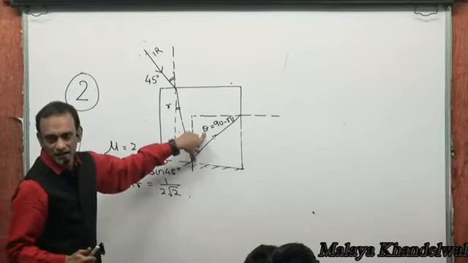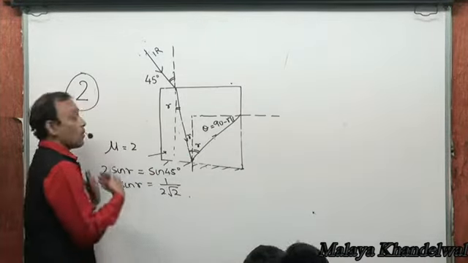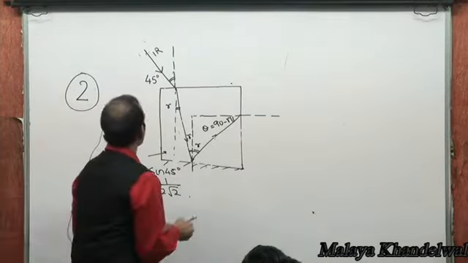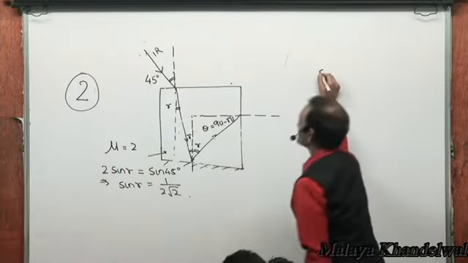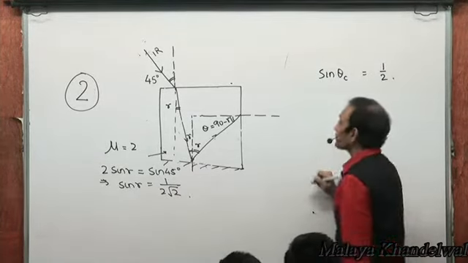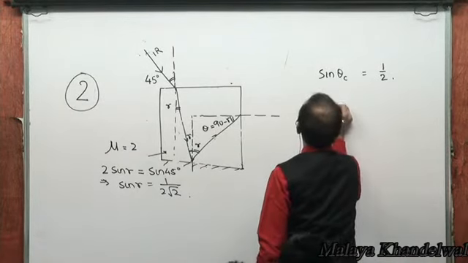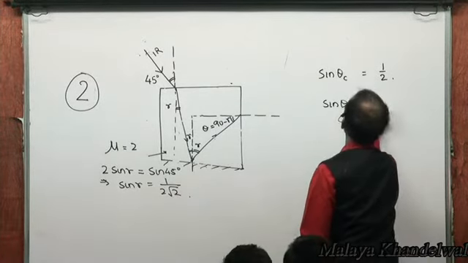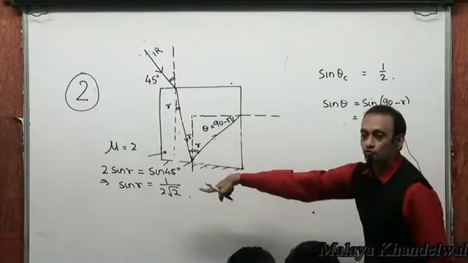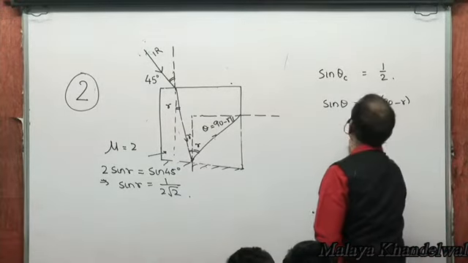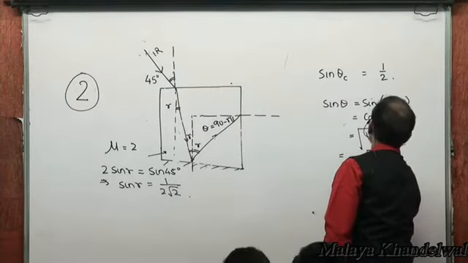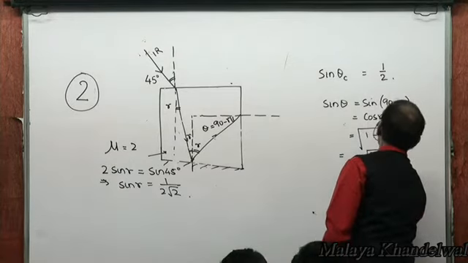So let's obtain sine theta and see if sine theta is more than the sine of the critical angle, or less. What is the critical angle for this pair of media? Sine theta c is 1 by mu, which is half, right? What is sine theta here? Sine theta is sine of 90 minus r, which is cos r. Cos r is root of 1 minus sine square r. So root of 1 minus 1 by 8, which is root 7 by 2 root 2.